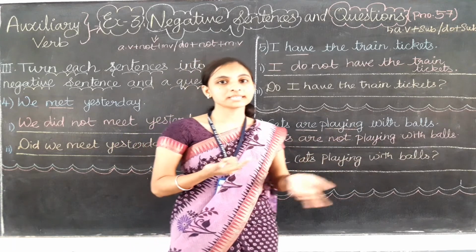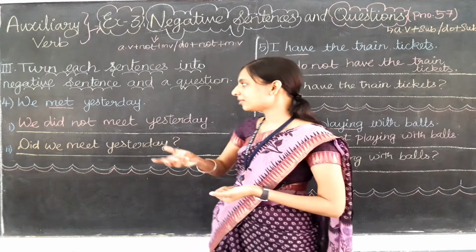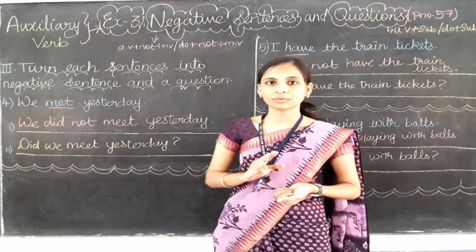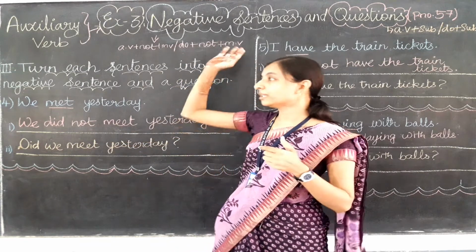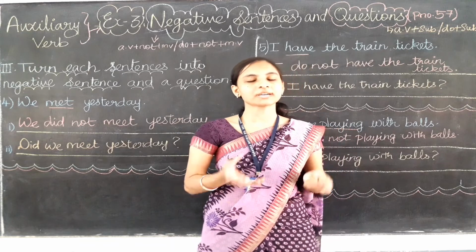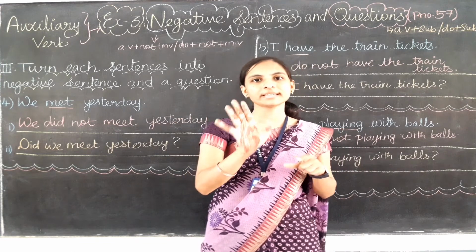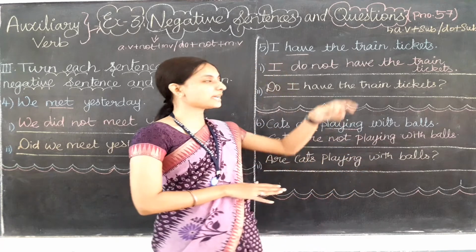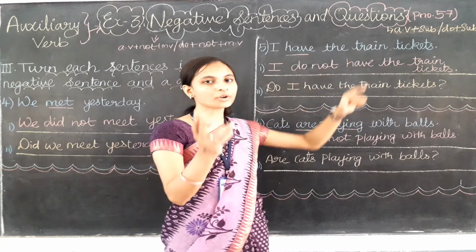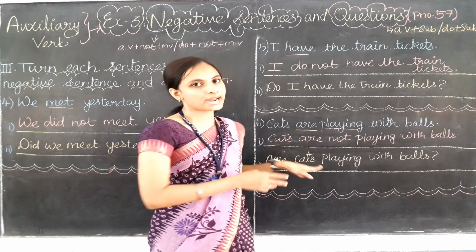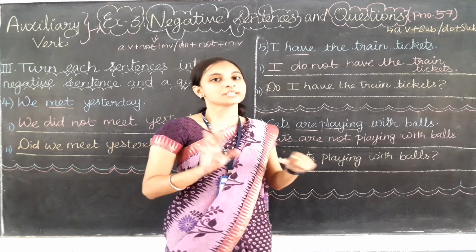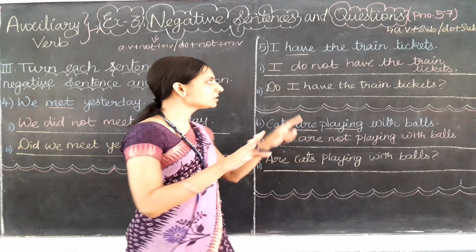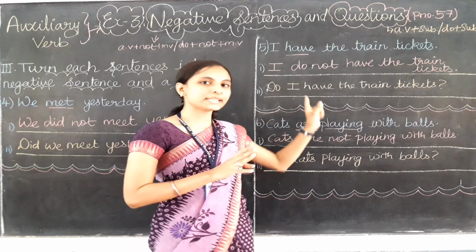If the sentence doesn't contain an auxiliary verb with the main verb, you need to use the do form verb. So what about the question sentence? You need to check whether the sentence contains the auxiliary verb or not. If there is an auxiliary verb with the main verb, you are going to write the auxiliary verb first and then the subject and all other things. Suppose there is no auxiliary verb, you are going to use the do form verb, then the subject and all other words.